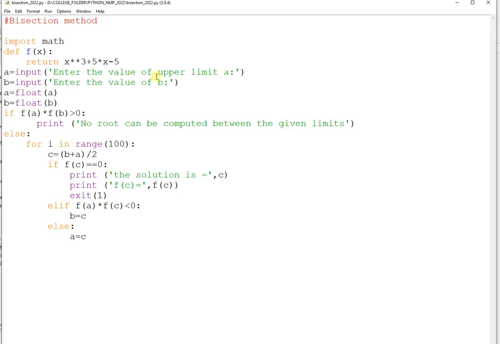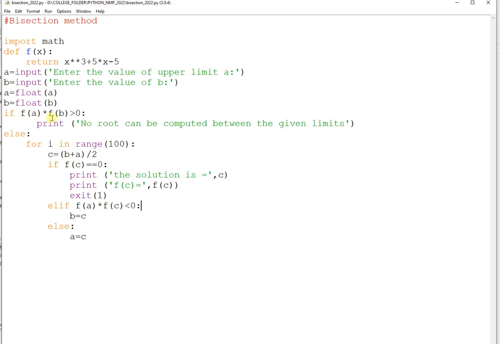How can you take the input for the upper limit of a? Suppose you put x is equal to 1. So 1 cube plus 5 into 1, so 5 plus 1, 6 minus 5 is equal to plus 1. It's a positive value. You take x is equal to 0: 0 plus 0 minus 5. So when x is equal to 0, you will get a negative number. When x is equal to 1, you will get a positive number. So between x is equal to 0 and x is equal to 1, there is a solution to this equation. That way we can give the value of upper limit and the lower limit. That depends on the function we are giving.